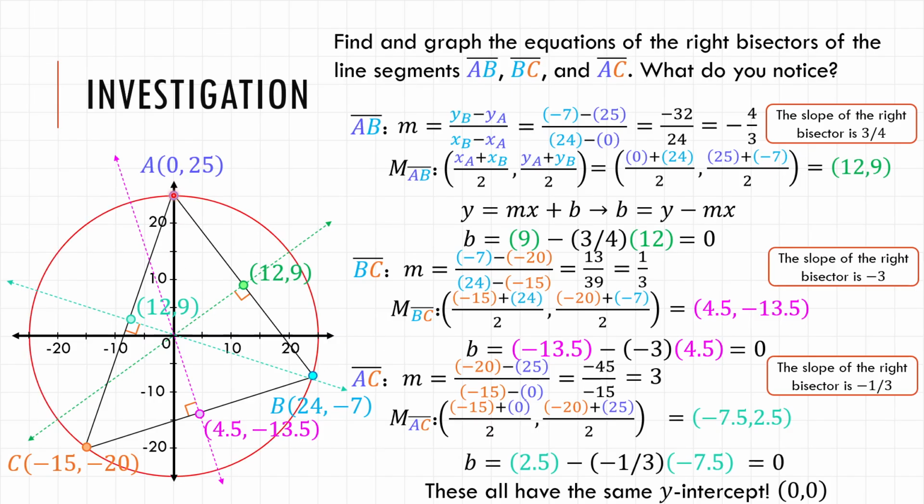And I can draw that circle, and I'll notice that that equation actually intersects all of the vertices of the triangle. I can plug in 24 squared plus negative 7 squared. That does equal 25 squared. And negative 15 squared plus negative 20 squared, that also equals 25 squared. So all these 3 points satisfy the equation of the circle that's centered on the origin. And actually, the right bisectors of all 3 sides of the triangle also are concurrent at the origin.